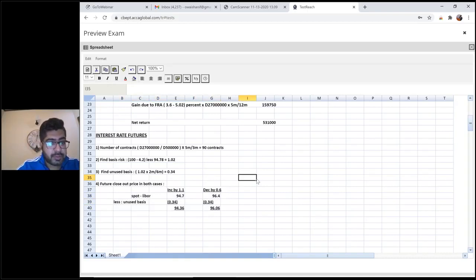So if interest rates are increasing and decreasing, you need to find the future closeout price in both cases. It's spot minus LIBOR, 100 minus 4.2, but increase by 1.1 means 5.3, decrease by 0.6 means 3.6. Less unused basis calculated above, you get the future closeout price in both cases. You can note these 4 steps and I can take any questions if you have.